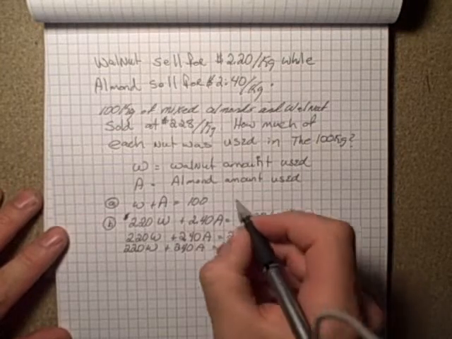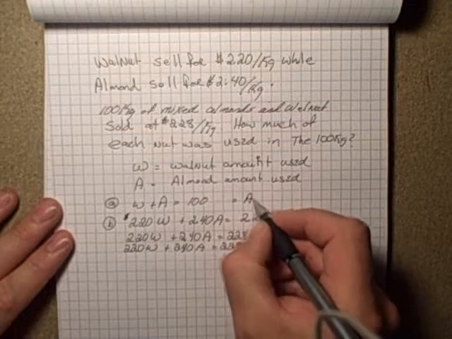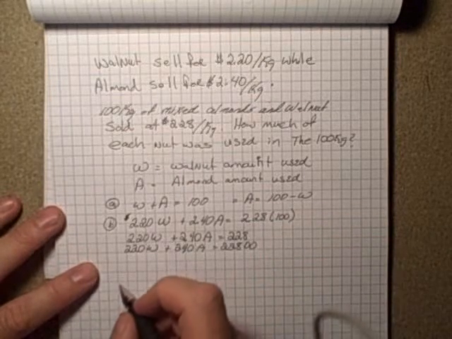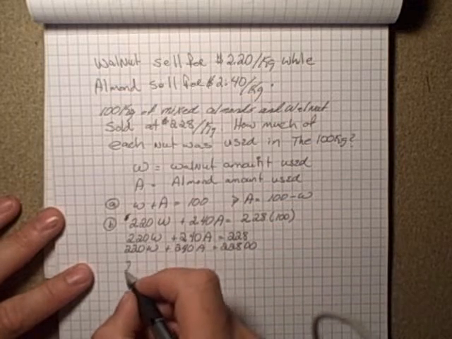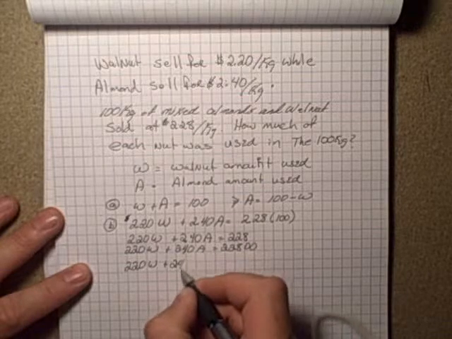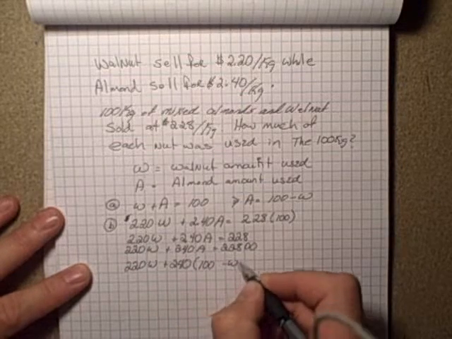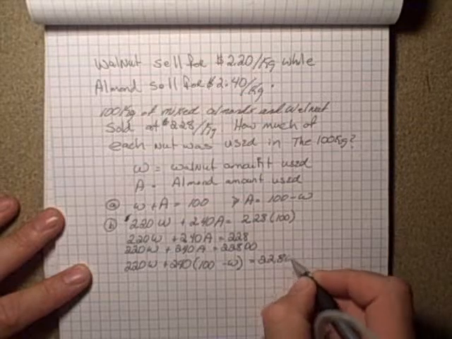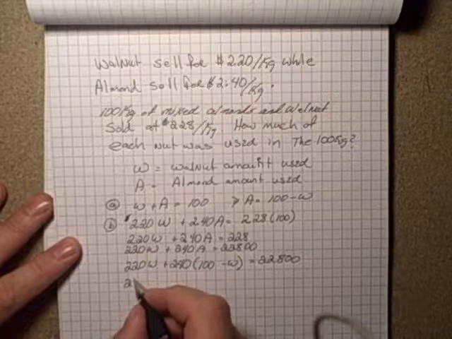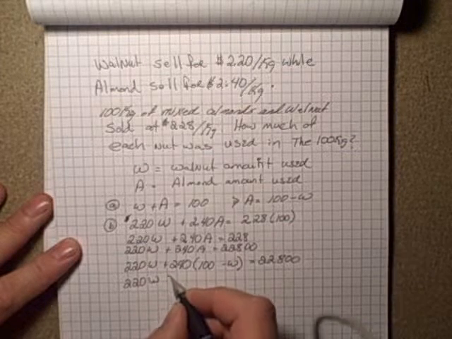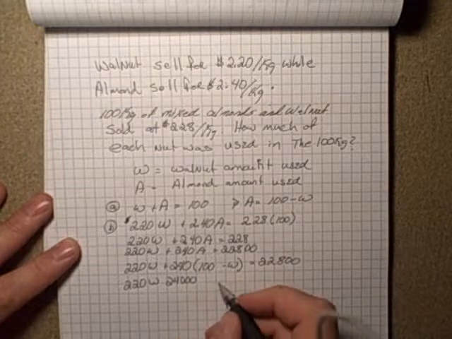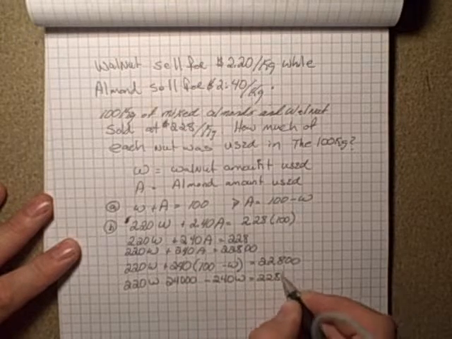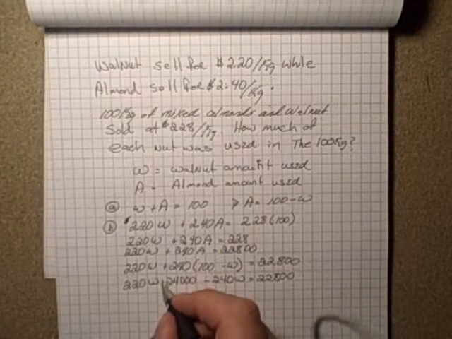Now if I rearrange equation A so that A is equal to 100 subtract W, I can use the substitution method here. So 220W plus 240 times 100 minus W is equal to 22,800 when we work it out. Work this out to get 24,000 subtract 240W equals 22,800. Forgot my plus sign here. Got to be careful here a little bit.